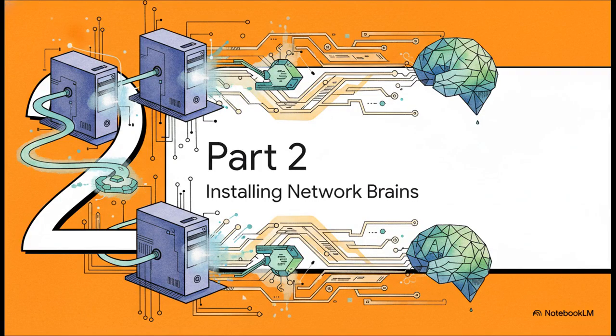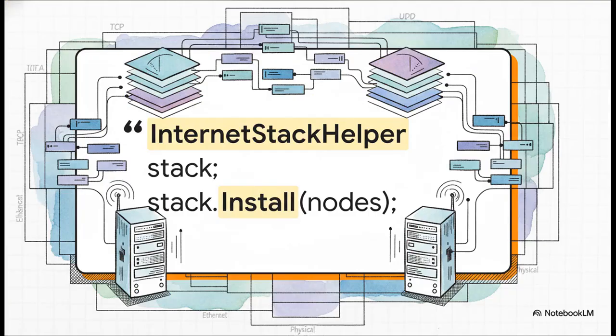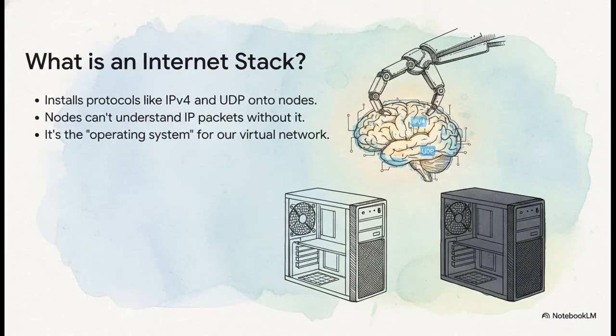Okay, so we've got our virtual hardware, two computers, and a cable. Now it's time to install the software, the network brains, really, that will let them actually understand and speak the language of the internet. And just like that, with two simple lines, we've installed the entire Internet Protocol stack onto both of our nodes. The Internet Stack helper does all the heavy lifting for us. Pretty neat, huh? So what is the stack? Honestly, the best analogy is that it's the network operating system for our nodes. It installs all the essential protocols like IPv4 and UDP, giving our empty shells the ability to finally understand IP packets and communicate. Without this, they're just really expensive virtual paperweights.